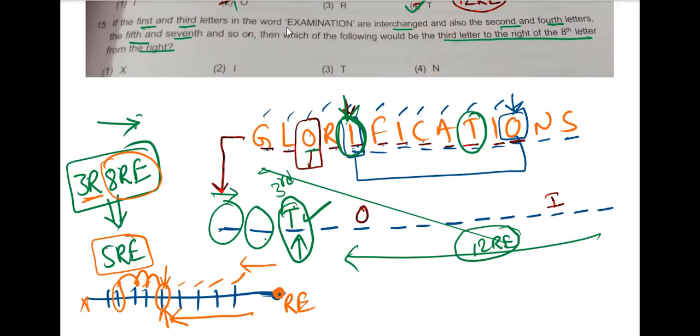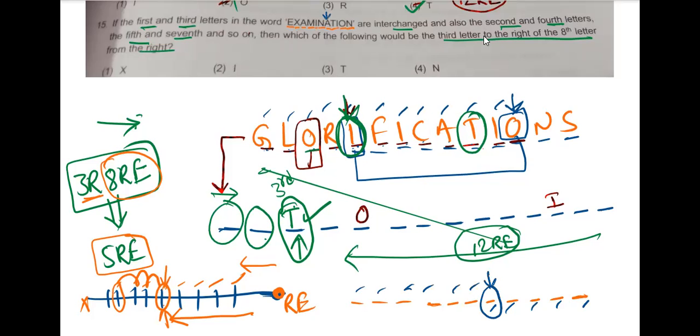In the given word, how many letters are there? Examination: 1, 2, 3, 4, 5, 6, 7, 8, 9, 10, and 11. Yes, 11. He is asking for the fifth from the right end. What is that fifth position? Let us take from the right end: 1, 2, 3, 4, 5. So this is the element he is asking. What is that letter? The fifth letter from the right end is A. So A is actually which letter from the left end? It is the seventh letter: 1, 2, 3, 4, 5, 6, 7.